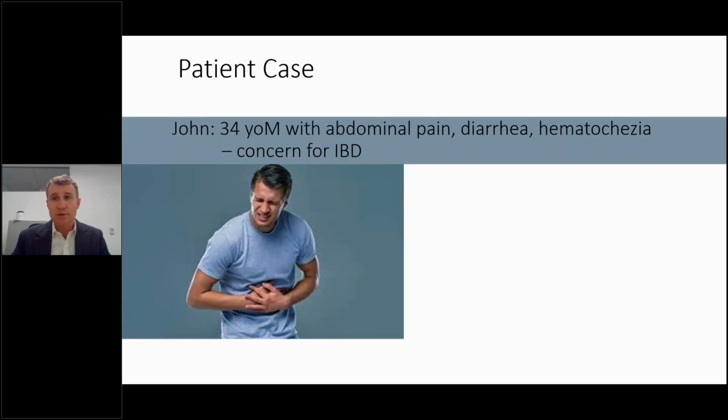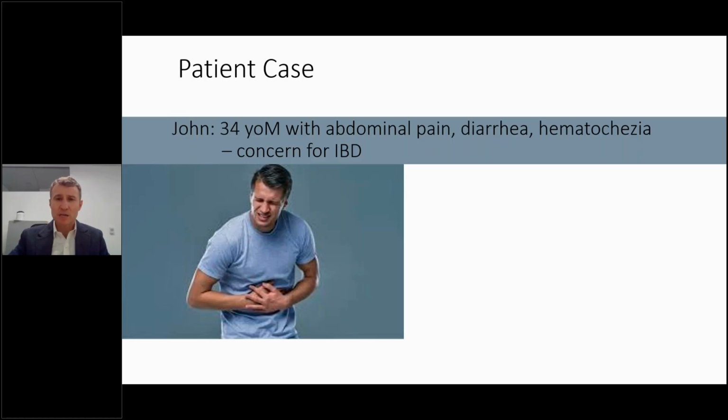Now I'm going to change gears and we're going to use a patient scenario to help illuminate some recent evolutions and guideline statements regarding biomarkers. So we're going to be talking about John. John is a 34-year-old male who presents with abdominal pain, diarrhea, some blood in his bowel movement, and overall there's a concern for underlying inflammatory bowel disease.